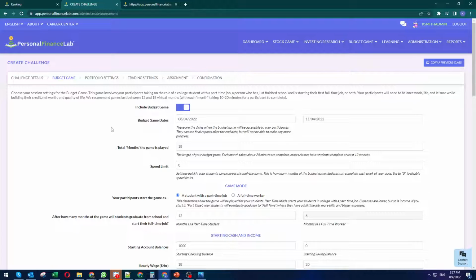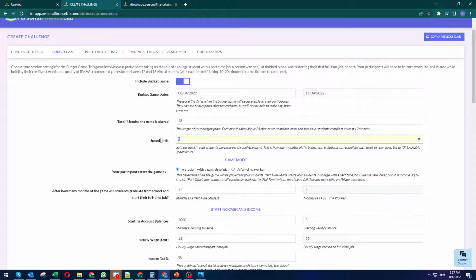For the budgeting game, like I said, you get to control everything. So how long does it last? How many months of the game can the students play? The speed limit is how fast your students can go through the game. So you might be able to say that I only want my students to do 2 months of the game per week.